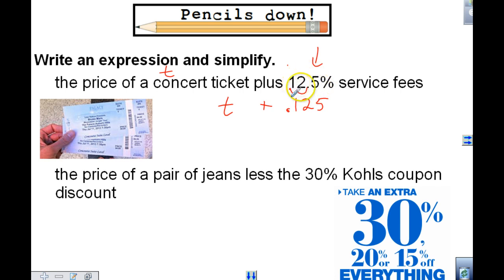Usually, when we use percents, it's percent of, and the word of means multiply. So we want to multiply this by the cost of the ticket. Meaning, if it was a 50% service charge and it was $100, what would the service charge be? $50. You would multiply 0.5 times 100, right? That's how you get the actual service charge. So you need to multiply that percent times whatever it is you're buying.